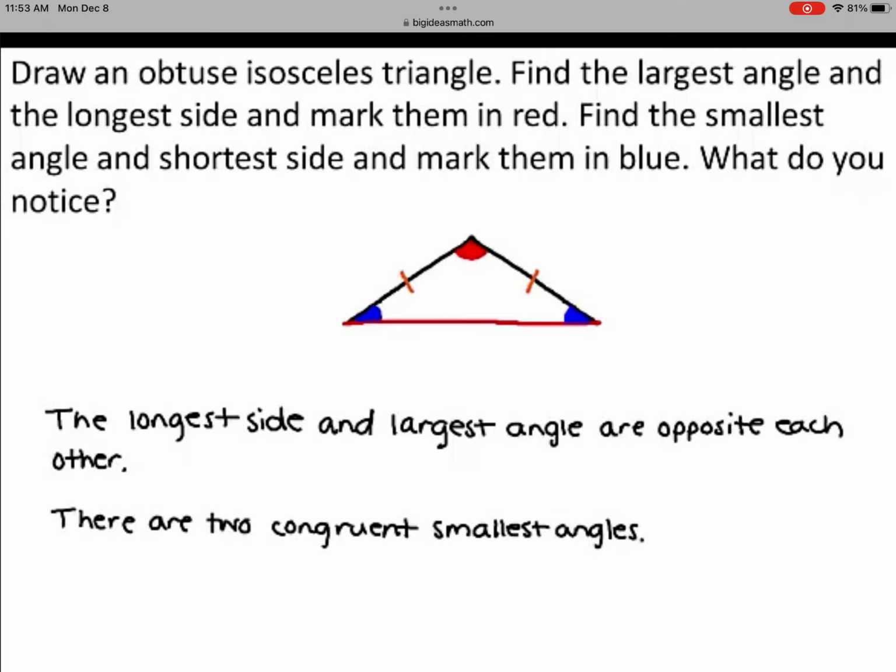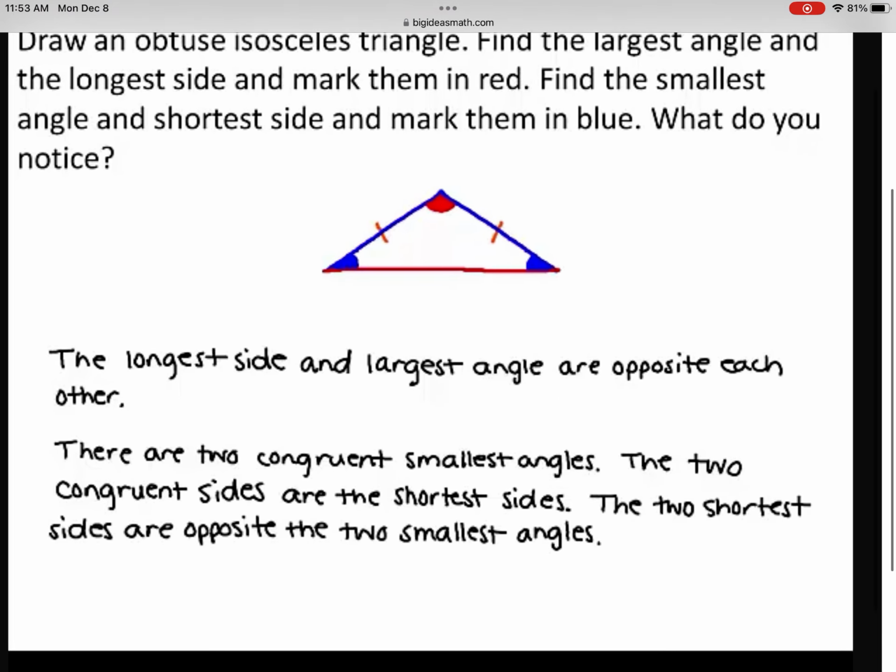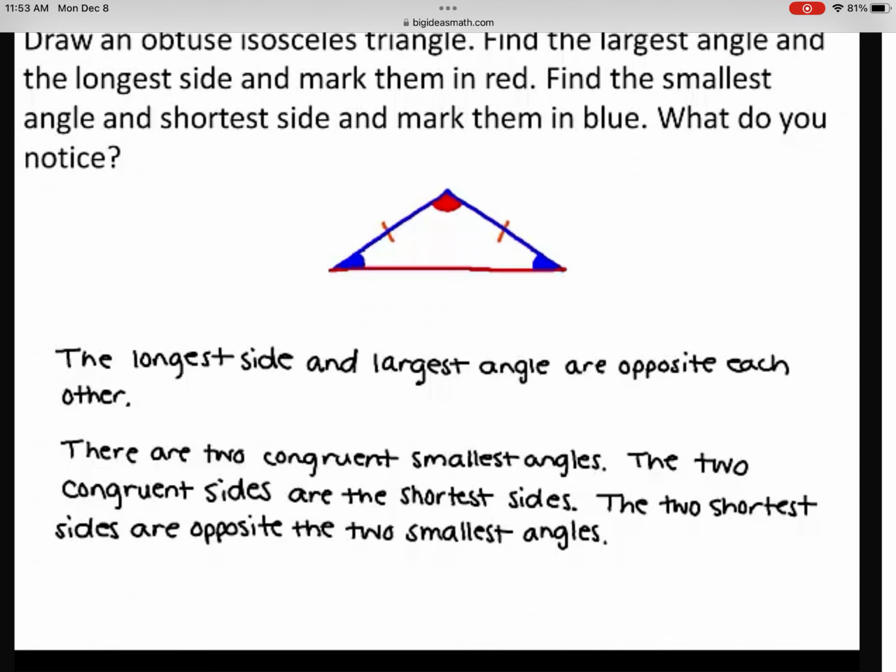In addition, the two congruent sides are the shortest sides. As you can see, the two shortest sides are opposite the two smallest angles.